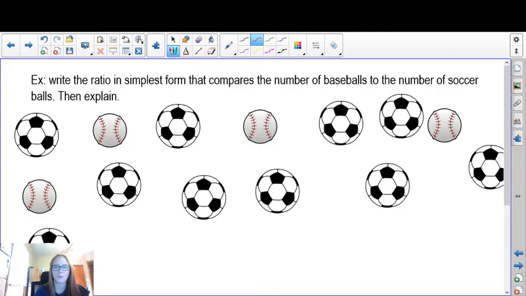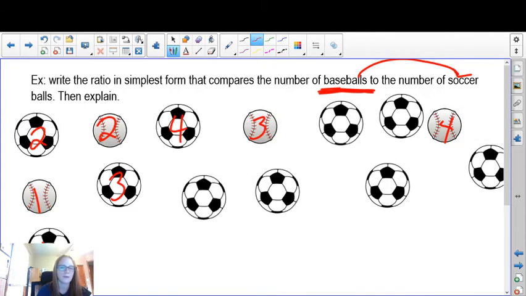So I need to start with baseballs and then move to soccer balls. So how many baseballs do we have? I've got 1, 2, 3, 4. How many soccer balls do I have? 1, 2, 3, 4, 5, 6, 7, 8, 9, 10.